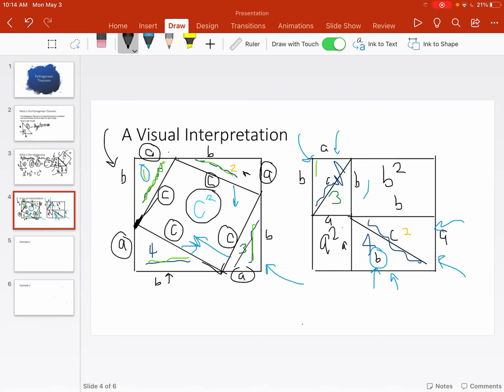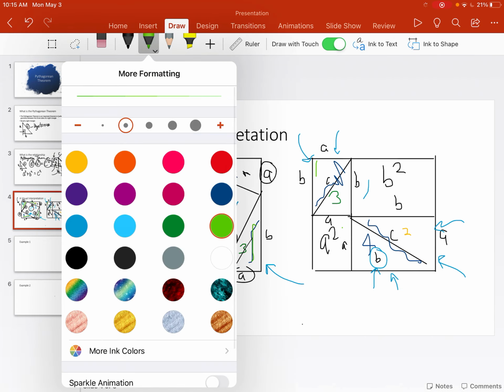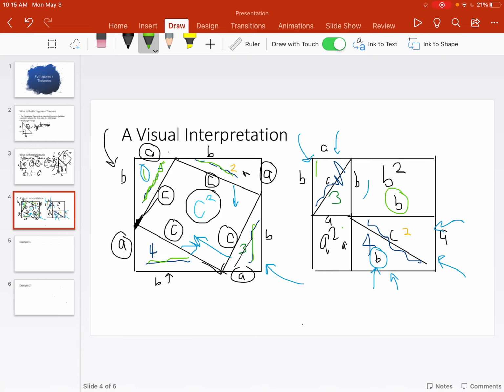Now, what happened to the non-shaded regions? This C squared in the first diagram, this non-shaded region, well, it got split into 2 parts. And look at it. I'm going to use green. It got B squared and A squared. The side of triangle 3 and triangle 2 here have become the sides of a square right here. And what's the area of this square? The area of this square is B squared.